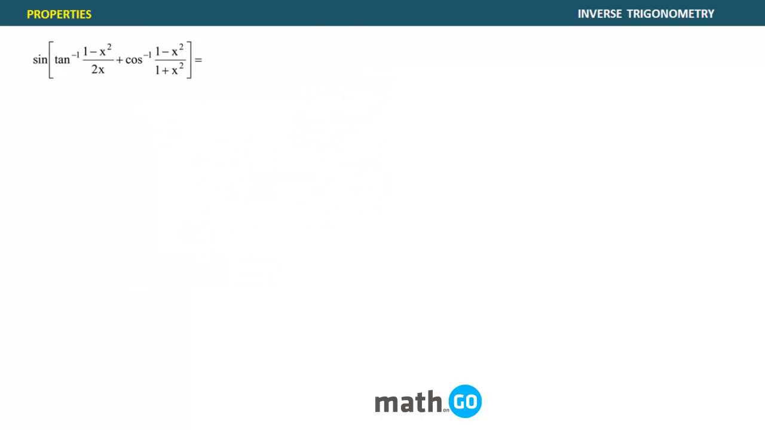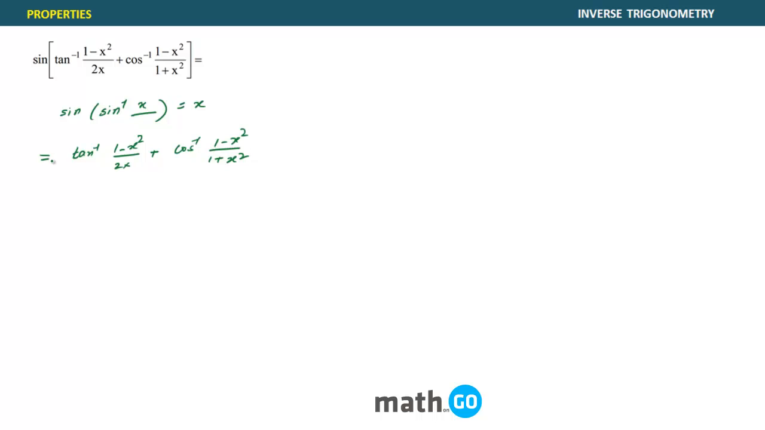Okay, let's take the next problem. We want to again simplify this, and since it is sine outside, we want something in terms of sine inverse, something like this. So if this is, let's say, x here, then this answer will become x. This is the target. Now the inside quantity, let me just see what it is: tan inverse of 1 minus x square by 2x plus cos inverse of 1 minus x square by 1 plus x square. So this is the inside function.